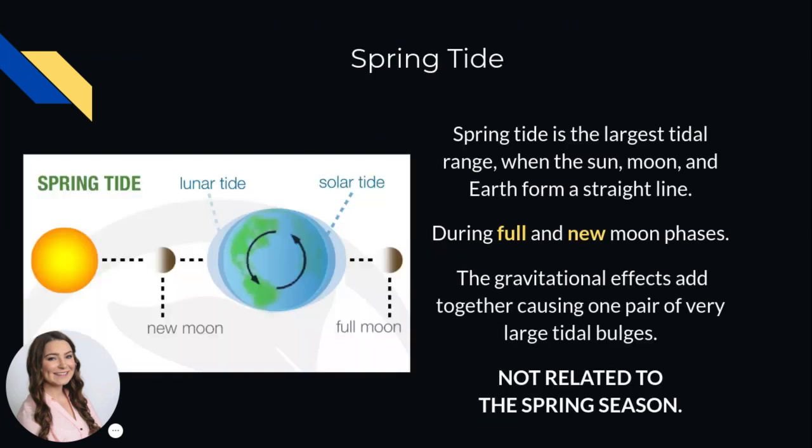Our first type of tide we're going to discuss is the spring tide. The spring tide is the largest tidal range when the sun, moon, and Earth form a straight line during full and new moon phases. The gravitational effects add together, causing one pair of very large tidal bulges. Please keep in mind this has nothing to do with the spring season.